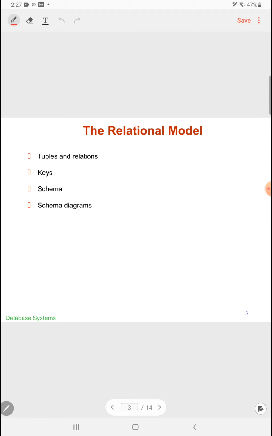Okay, the relational model. The relational model consists of tuples and relations. Tuples are elements within a relation. You know this from set theory. Keys and schema diagrams will be new concepts in the relational model.